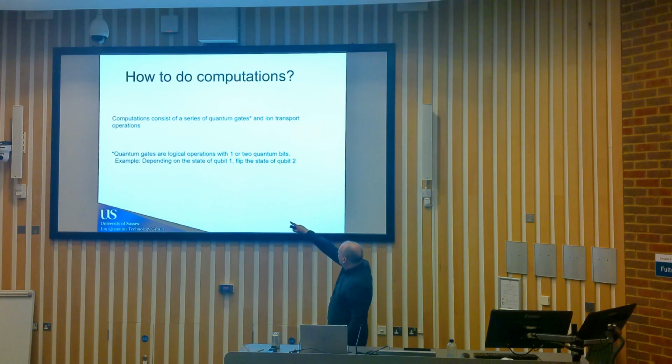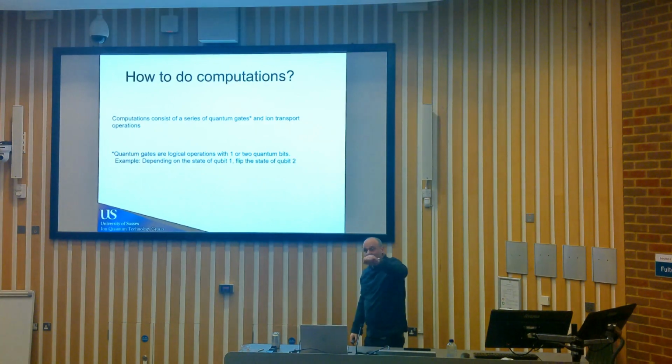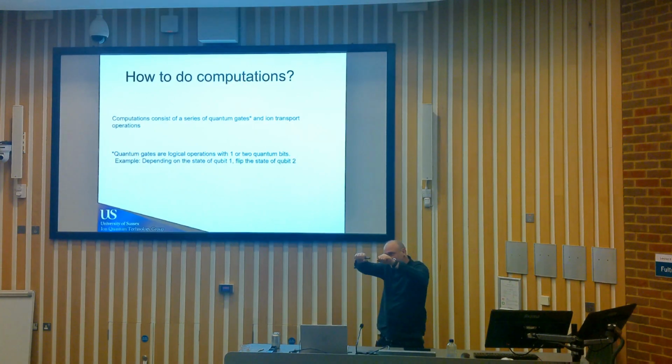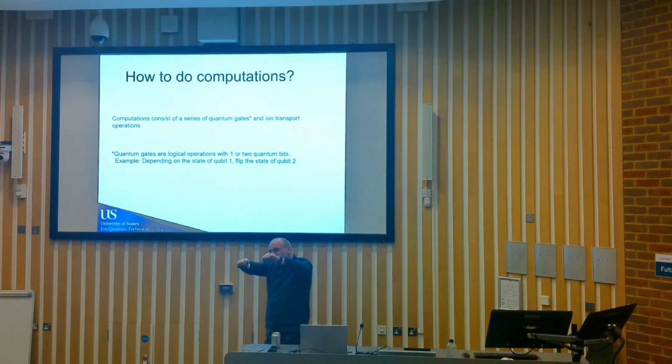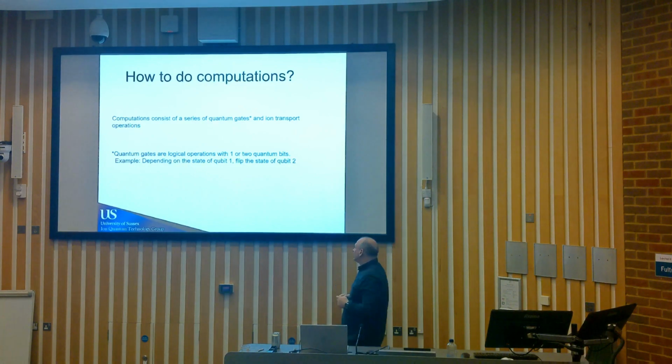Here is an example of a particular logical gate: if the state of the first qubit is 0, you do nothing to that second qubit, but if the state of this left ion is 1, then you flip the state of the right ion. So if the right ion is 1, you make it 0. If the right ion is 0, you make it 1. That's what we call a CNOT gate.